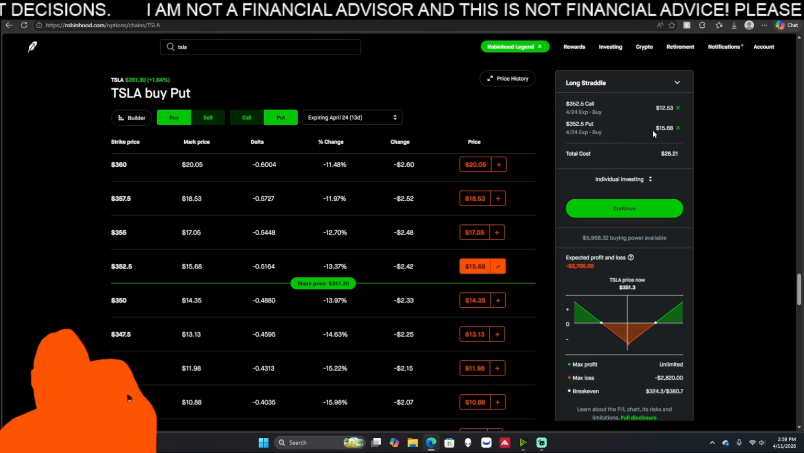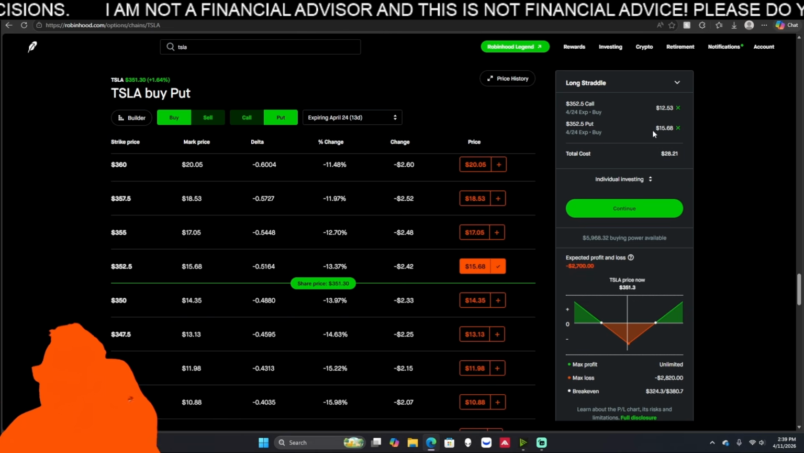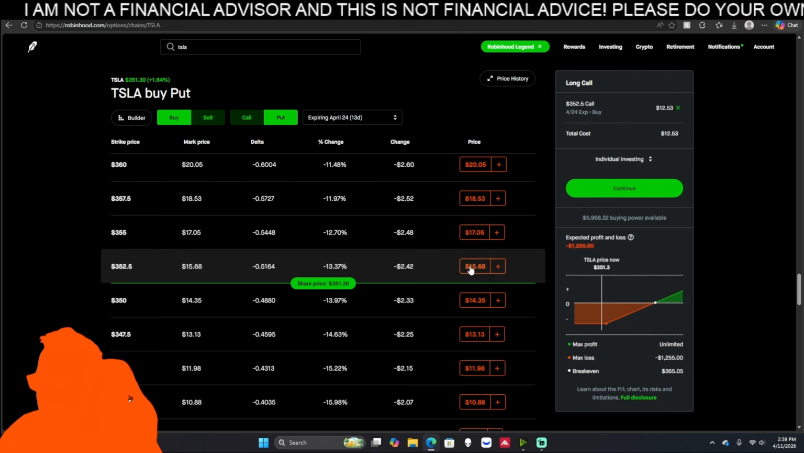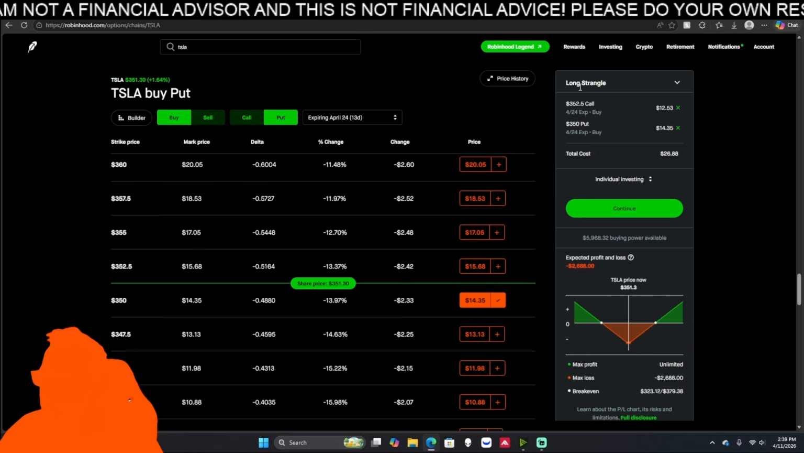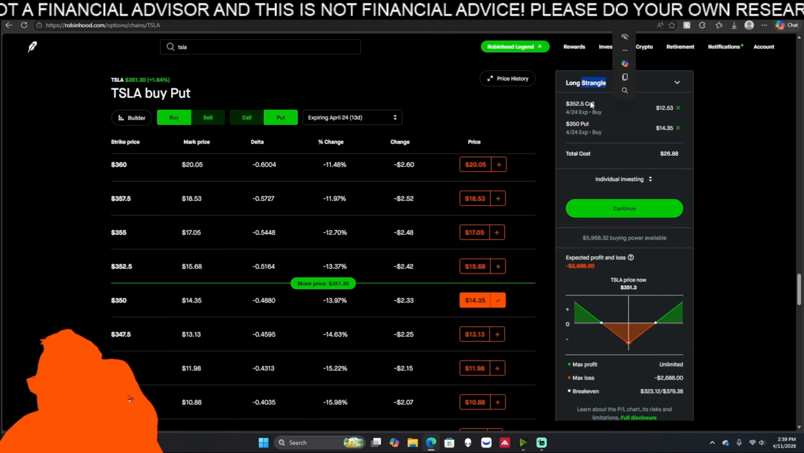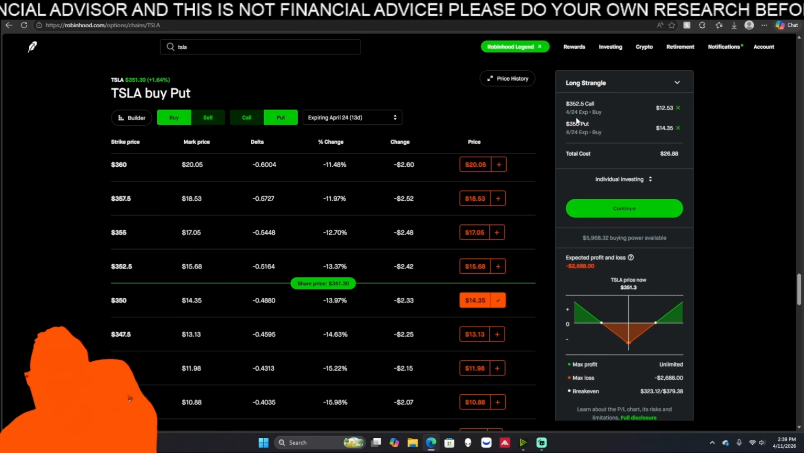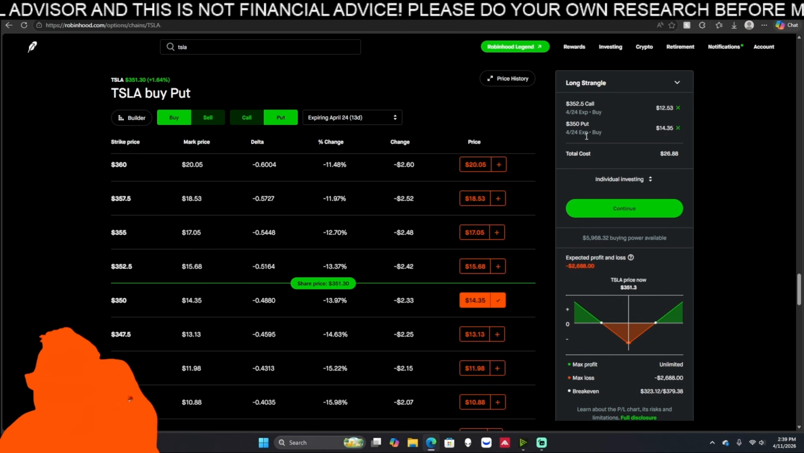Now, the big difference, and the only difference, between a straddle and a strangle is this. Instead of buying this one right here at the same strike, I'd buy one that's a little bit different. And it creates what's called a strangle instead of a straddle. That's the only difference: the strike prices are different in this case.